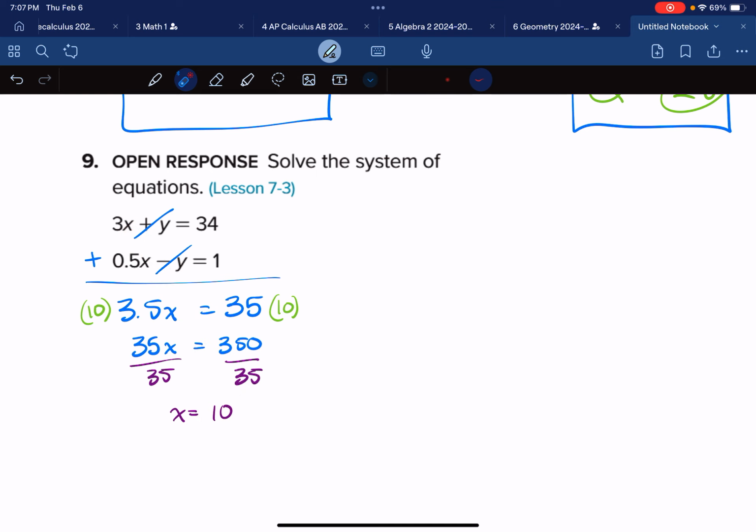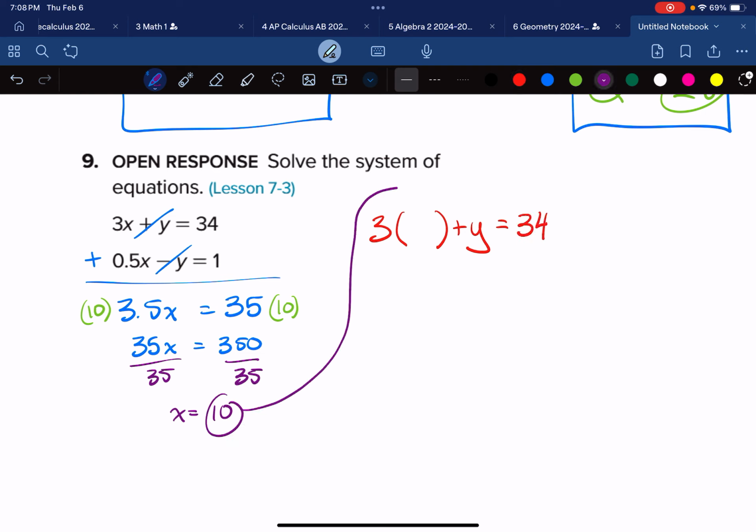I will do the same thing. So I'm going to use this equation. I'm going to rewrite it, but in the place of x, I'm going to write a 10. So here goes. I have 3x plus y is equal to 34. And then I'm going to plug in my 10 in for x.